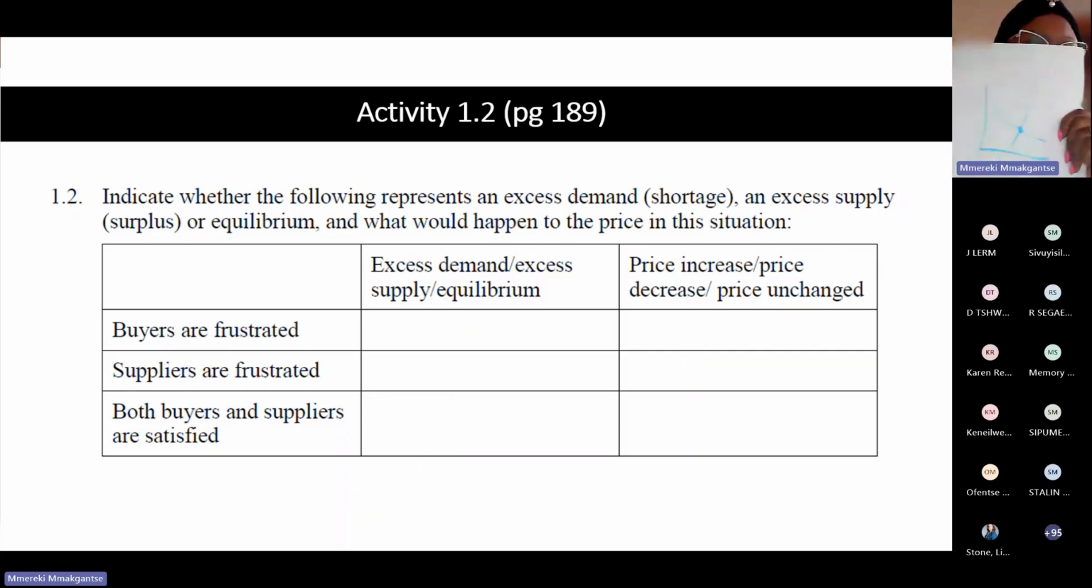Can you all see this? Let me remove the blur. Okay, can you all see this? Yes. When the price is above, it is excess. Right there on the chart, quickly. If price is above, it is excess.